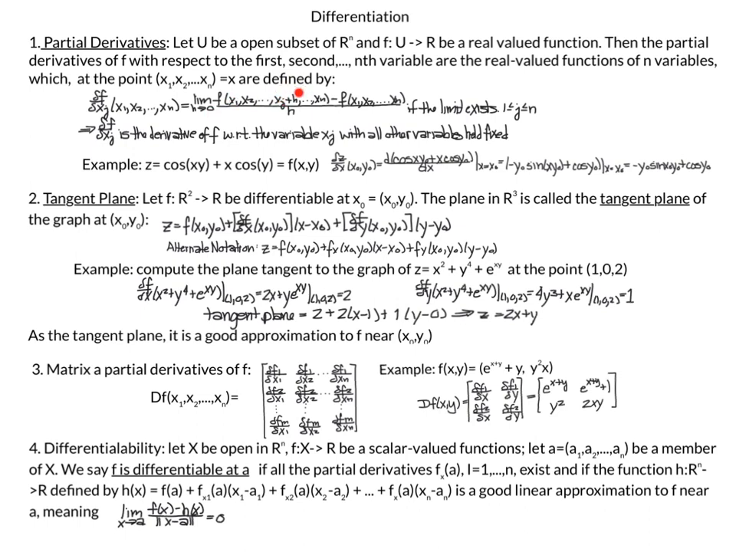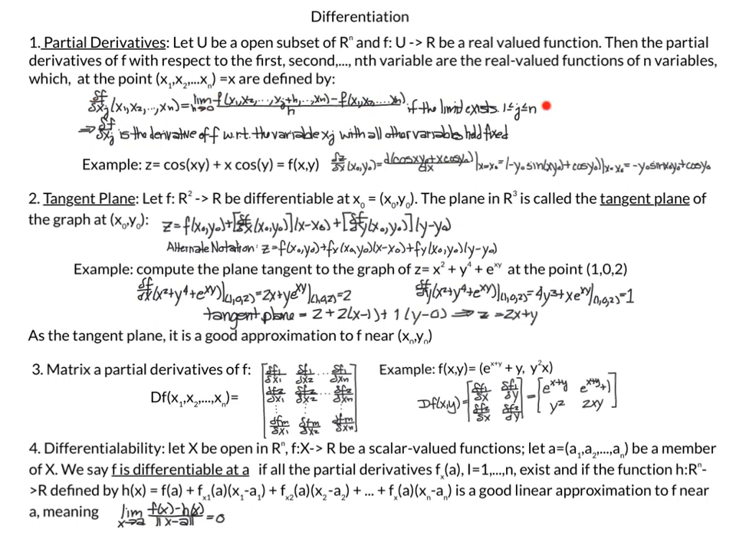of f of x, where you add a little number h to the jth variable, and then you have all your other variables, over h, as h goes to 0, minus f of (x1, x2, up to xn). And this formula is really analogous to the formula we used in first year calculus for one variable calculus, and we'll take a closer look at this later in the video.